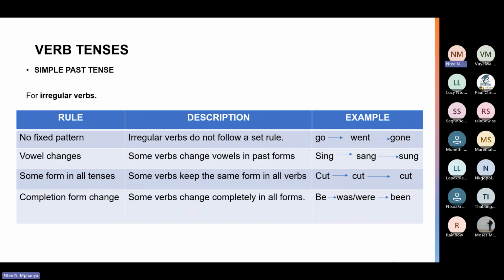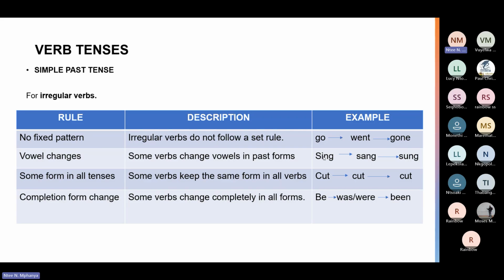Then where the vowel changes, sing changes into sang in the past, and the participle thereof is sung. You see, the vowel has undergone 3 changes, from I to A to U. That's why we say vowel changes in past forms. In each and every single form, the vowel takes a new form or a new look.